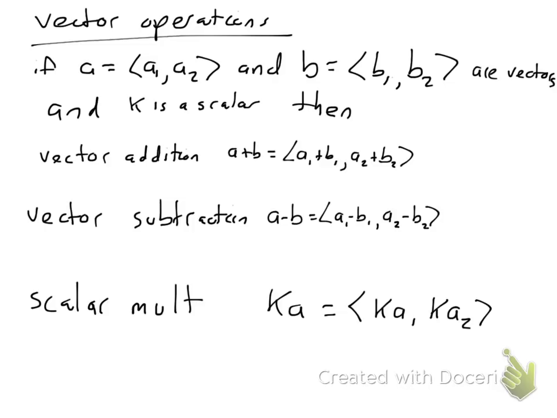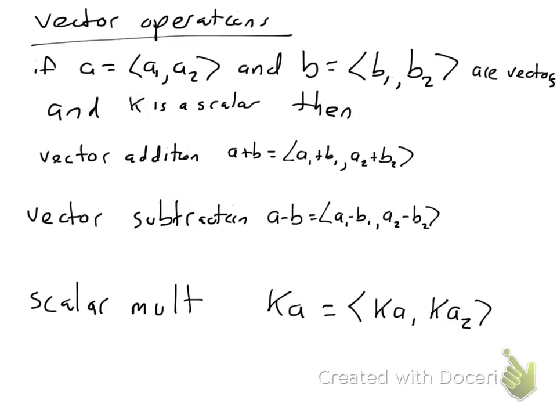If I am doing vector subtraction, the first vector minus the second vector, it's just the first point of A, the first x minus the second x. The first y minus the second y. In this case, A1 minus B1, A2 minus B2. So hopefully you guys are liking those.